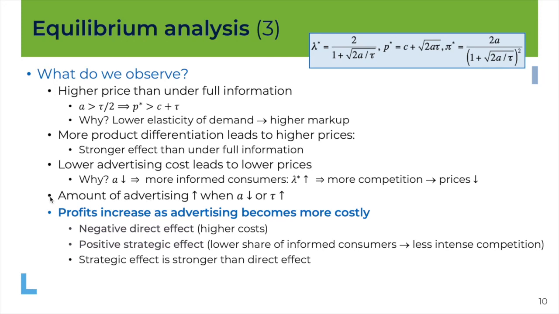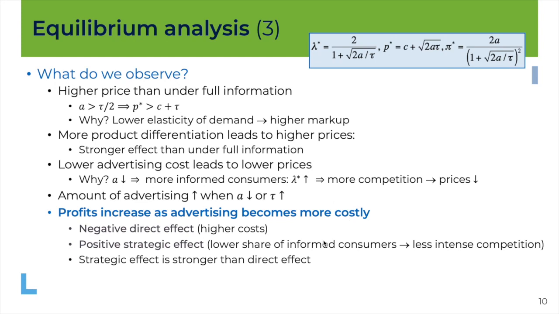Okay, finally, if you look at the amount of advertising, lambda star, we see that it increases when the cost of advertising decreases, which is quite normal, or when the products are more differentiated, because when the products are more differentiated, price competition is relaxed among firms, and so it costs less, in a sense, in terms of increased competition, to increase advertising.